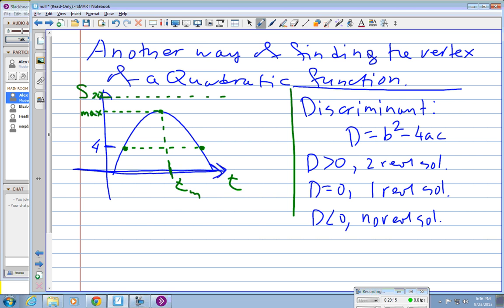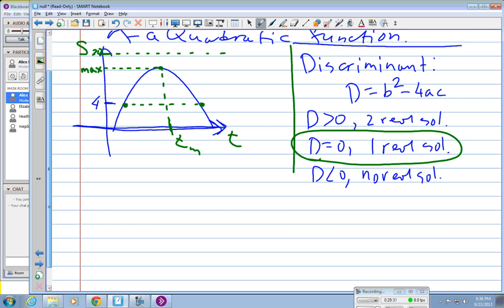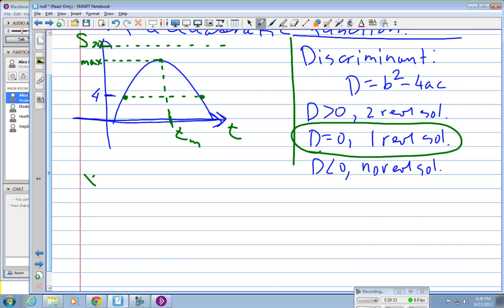So since we're looking for the vertex, we're looking for the maximum point, which of those 3 statements about the discriminant should we probably focus on? Yeah, when D equals 0, right? This is what we like. Well, let me ask you this question. In the quadratic formula, if D equals 0, what do you have left?